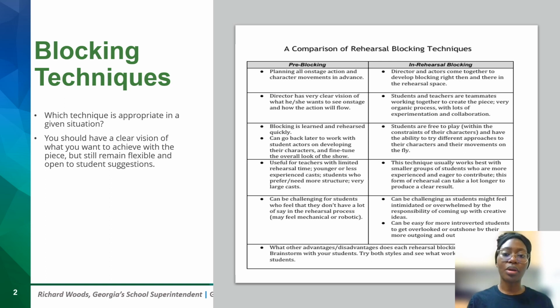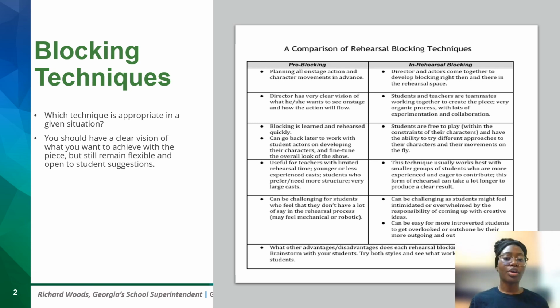And of course, one of the main things that happen in the rehearsal process is blocking the play, staging the play. So you have to decide what rehearsal blocking technique works for you. You may have a preferred style, or you may choose a particular one based on the piece that you're working on. So I've narrowed down to two rehearsal blocking techniques. There's pre-blocking and there's in-rehearsal blocking.